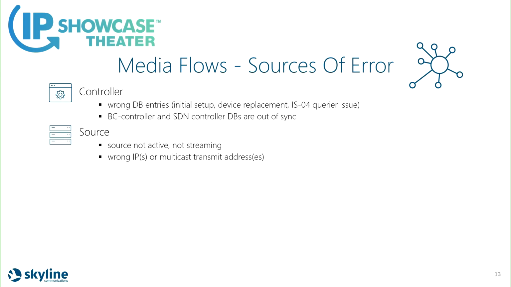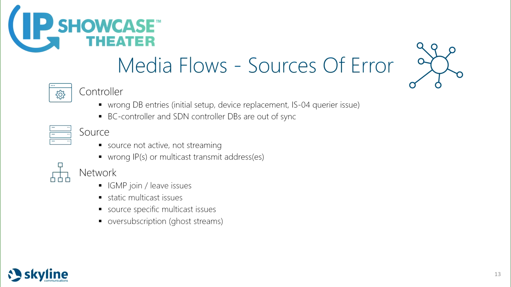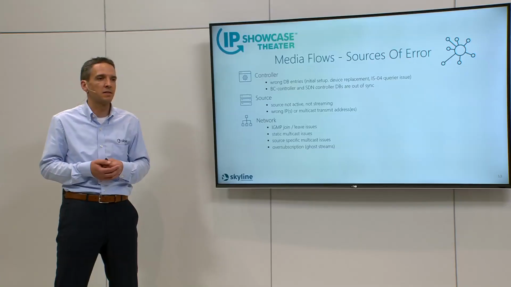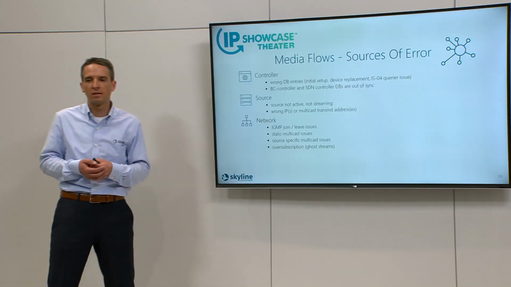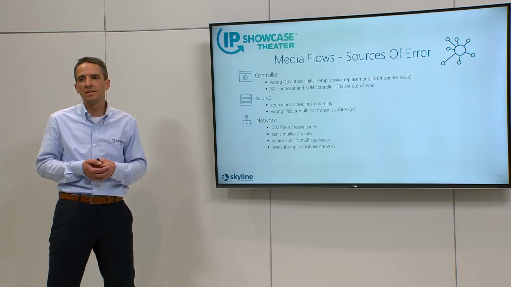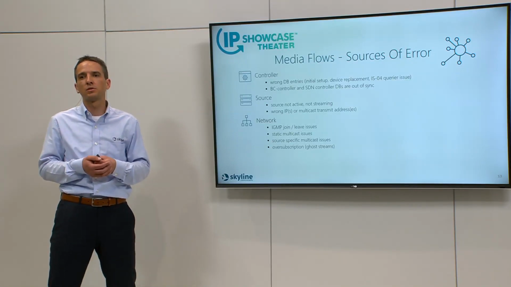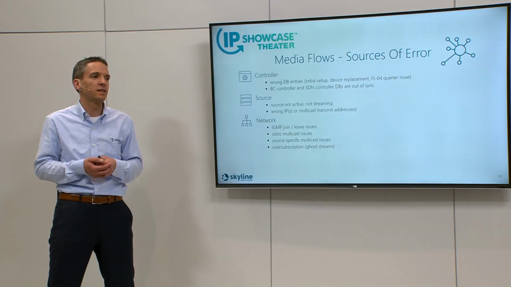Then again, the sources. SDN controllers typically don't check the source, they assume it's always active. That might be the case, but you should still double check in a proper monitoring system if the source is streaming, if it's active, if it's streaming with the right multicast address, the one which is set in the SDN database. In the network, IGMP issues, static multicast issues. When we talk about source-specific multicast, that's another layer of complexity, another layer where things might go wrong. And we also see oversubscription in the network. Not necessarily because the SDN controller has done a bad job. More often, people play in the network, people work around the SDN controller, they set up sources manually just for a test, and they forget to turn them off again, and you have more traffic than expected. And the SDN controller might not be aware of that.